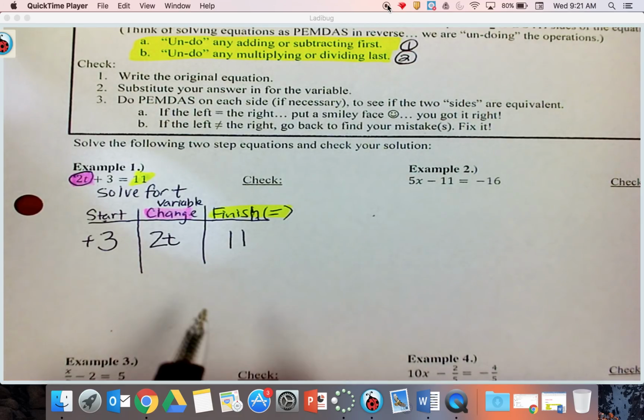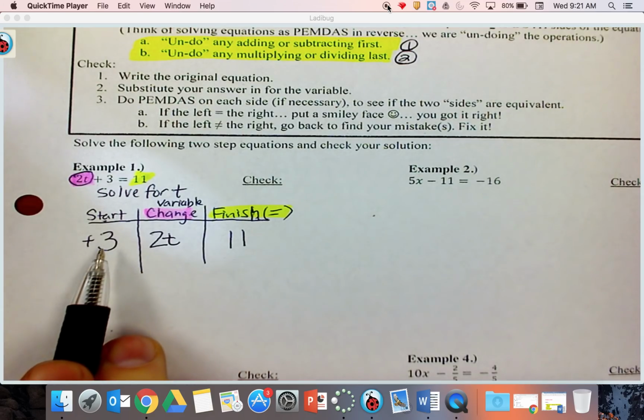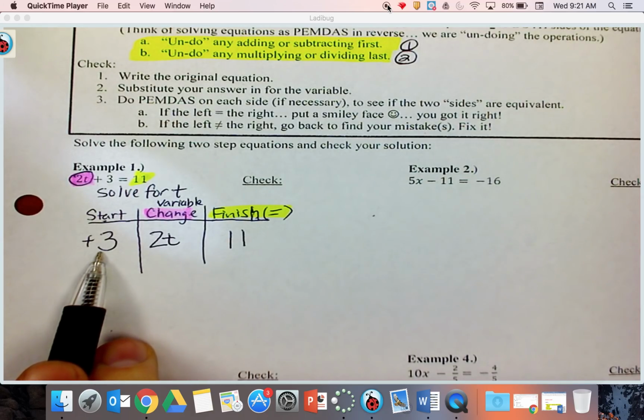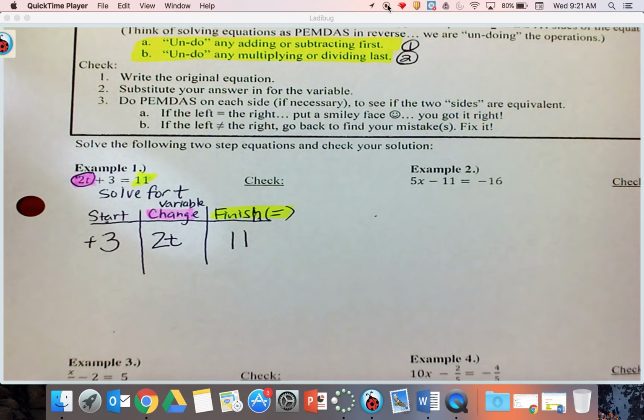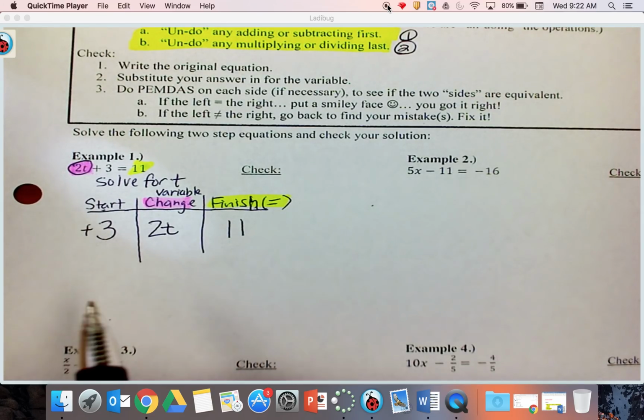And just like I told you, we're going to move everything to the finish. We go with our first column, the start column, and move it first by doing the opposite, or the inverse. Then we move the change column over by doing the opposite or the inverse. So the first thing we do here is start with this one. This is a plus 3. So the opposite of plus 3, to move it over here, would be a minus 3.